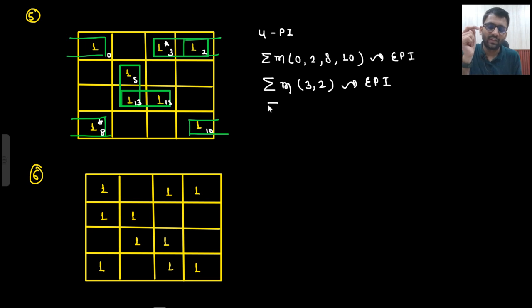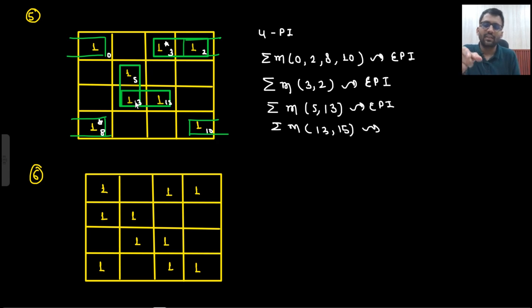Then I go to 5, 13. I can directly see that 13 is having other guy, but 5 is not having any other guy. This is essential prime implicant. And then I go to 13, 15. So I can see 13 is having other guy, but 15 is alone. So this is also essential prime implicant. So 4 prime implicants are there, all are essential prime implicants.